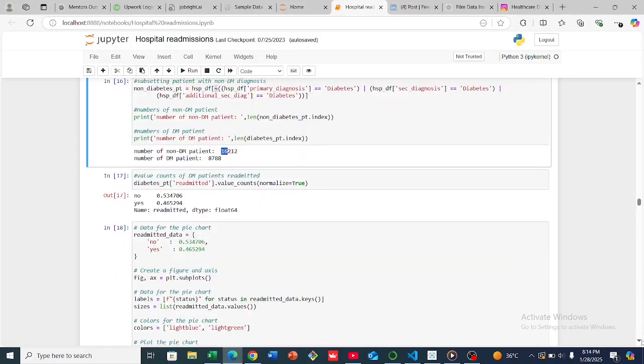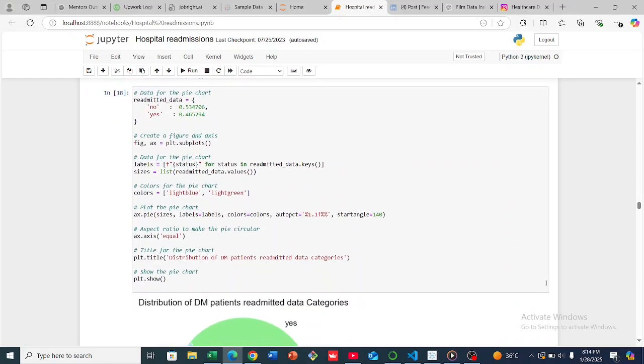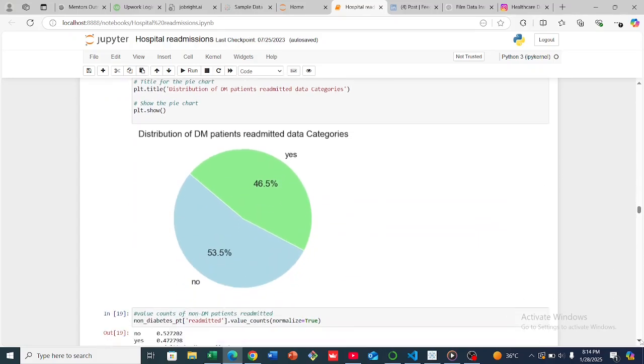So what I did was to create a chart to show the visualization of this finding. I created a pie chart using this block of code. If I go ahead and scroll downward, you can see the visualization of our percentage, and you can see that we had a larger portion of diabetic patients that were not readmitted.